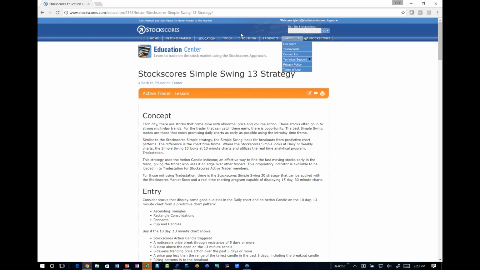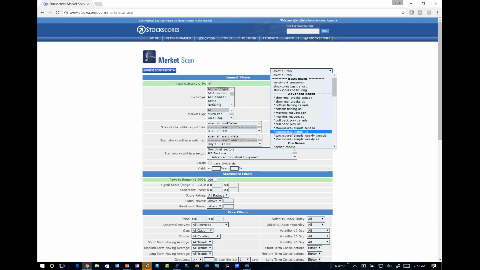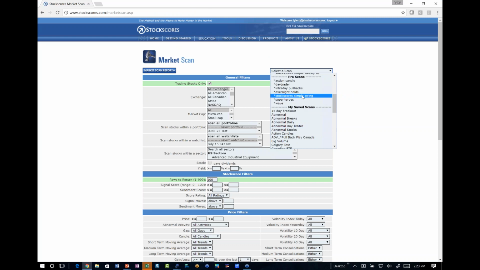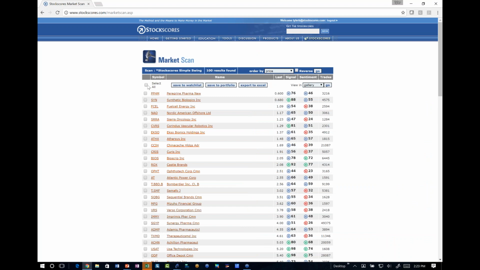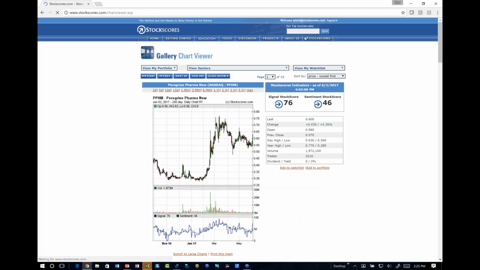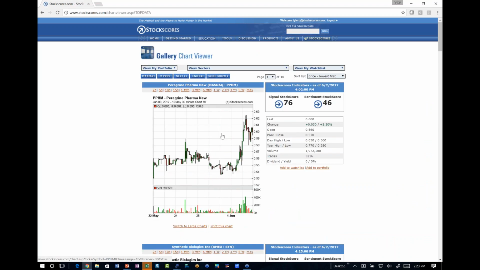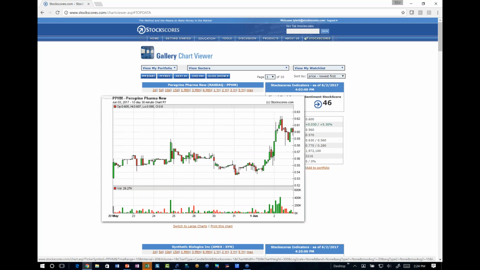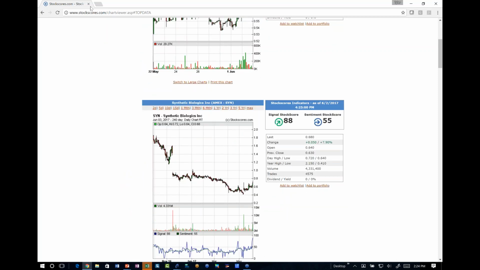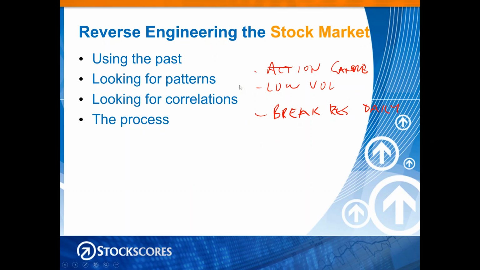And if you go into the Stockscores market scan tool, there is a strategy called Stockscores Simple Swing right there, which you run about an hour after the market opens and look for stocks on the 13-minute chart that are breaking from a predictive pattern. I'm not looking at the right chart here, but on the 30-minute chart, sorry, the open on Friday, it broke with strong volume from some sideways trading. Not quite ideal, not good enough for me, but that's how you would do it with Stockscores. So that's reverse engineering the stock market, and that is how I come up with strategies.